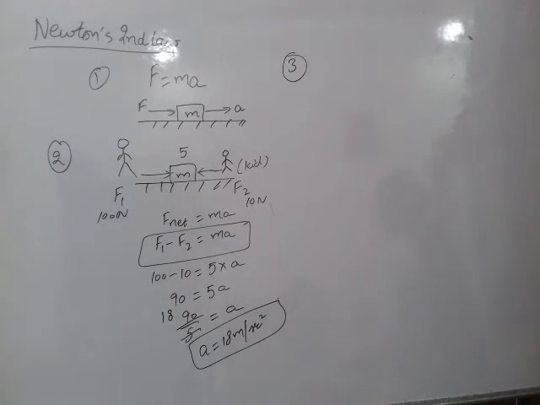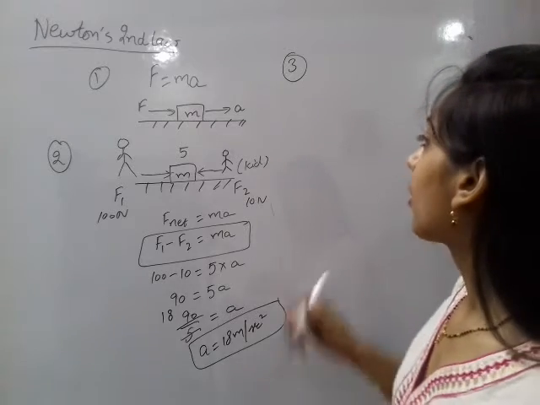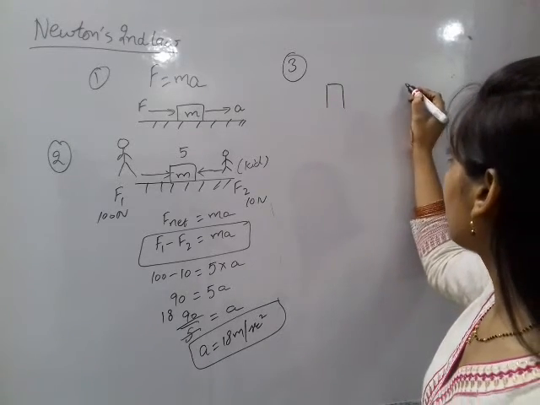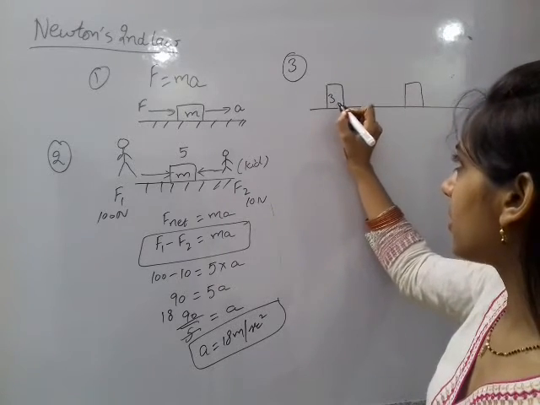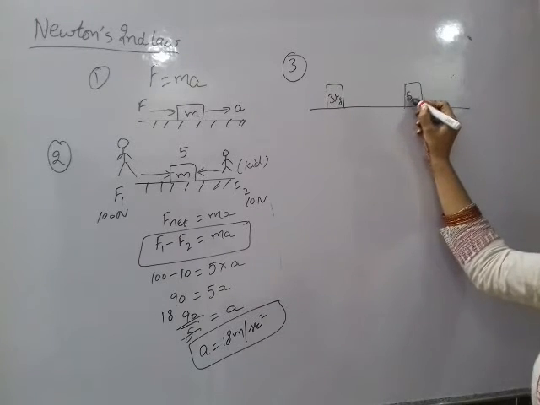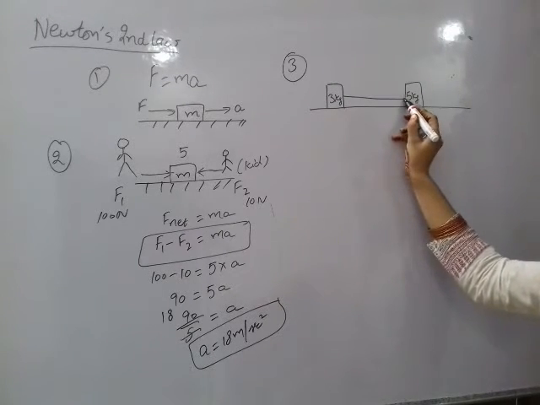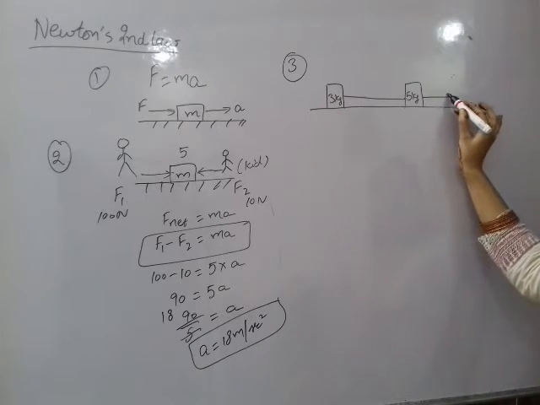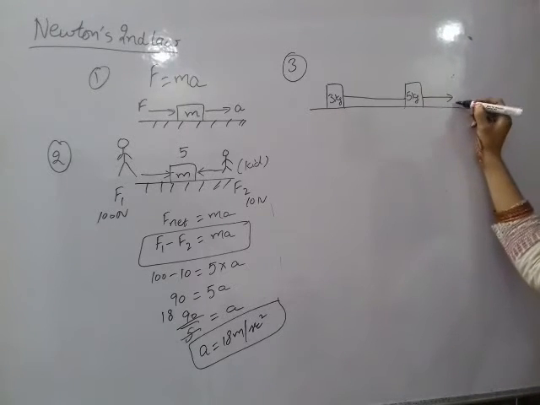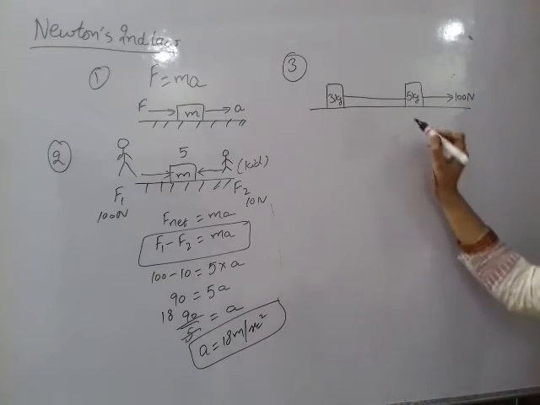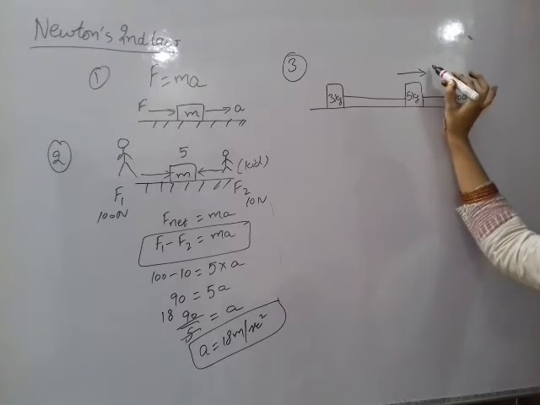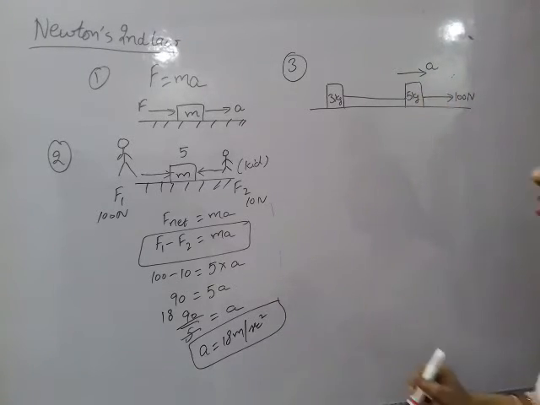Now take question number 3. Let now assume here is a block, again here is a block. This mass is of 3 kg, this mass is of 5 kg. Both are attached with a string, and here force applied is 100 Newton. Then what happens? These both blocks or masses are moving with acceleration a on this side.